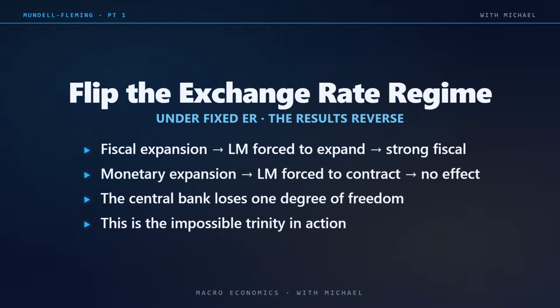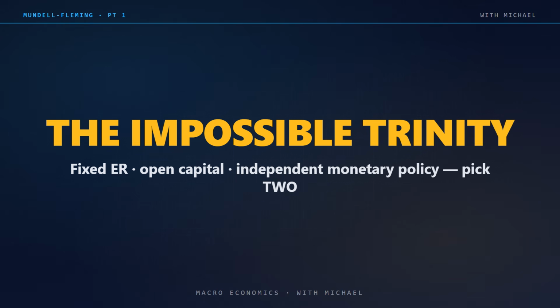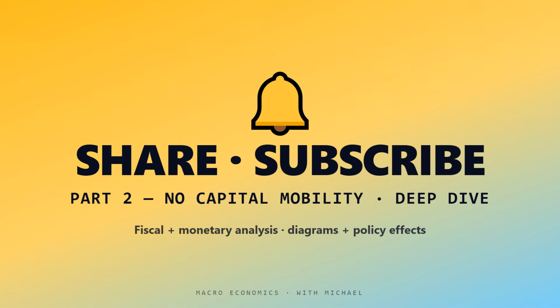The case of no capital mobility, the focus of part 2 of our series, is different again. With the capital account closed, the small open economy behaves much more like a closed economy. Both fiscal and monetary policy can affect domestic output and the domestic interest rate. The exchange rate regime is less binding. The central bank has more degrees of freedom, but this independence comes at the cost of being shut off from international capital markets. For most modern economies, that cost is now considered too high. But for the post-war Israeli economy, for the Bretton Woods era globally, and for many emerging markets even today, the no capital mobility analysis is the appropriate framework.